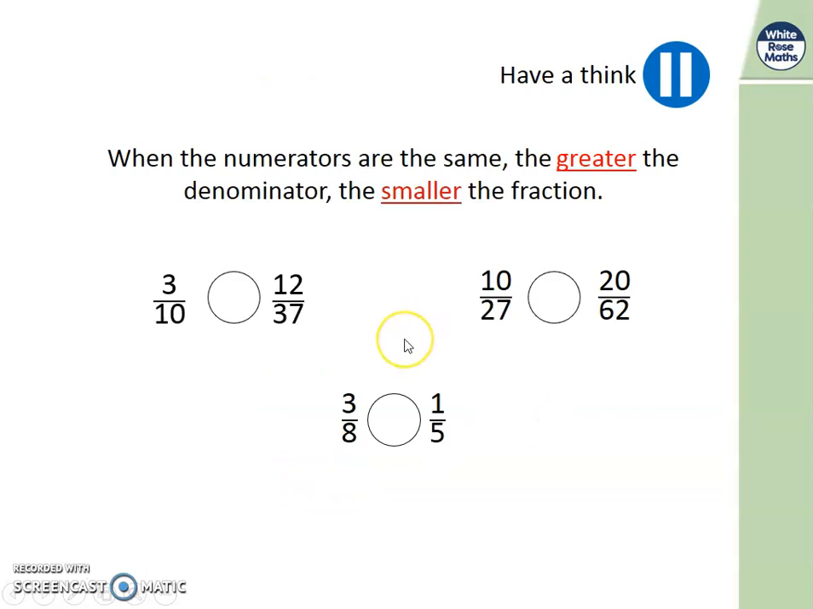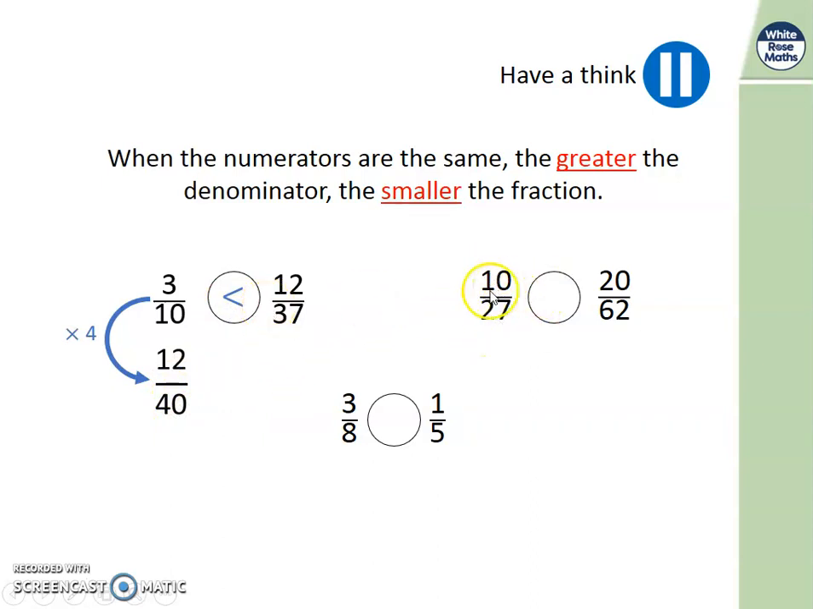Pause the video and have a go at these ones, applying what you know. Let's have a look and see how you did. Let's have a look at this one. Well, I could change my 3 to make it to 12. What would I multiply 3 by to make it into a 12? I'd multiply it by 4. So I do the same to the denominator. Multiply it by 4, and that makes 12/40. 12/40 compared to 12/37. Well, these are going to be smaller pieces. So this side is smaller than 12/37.